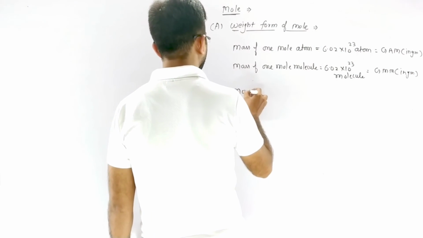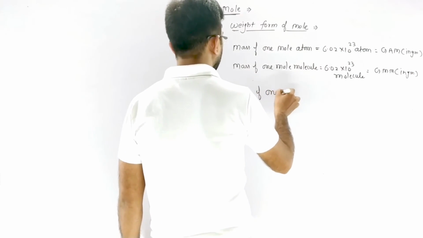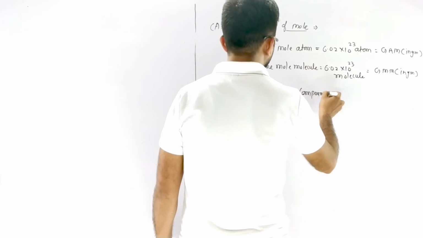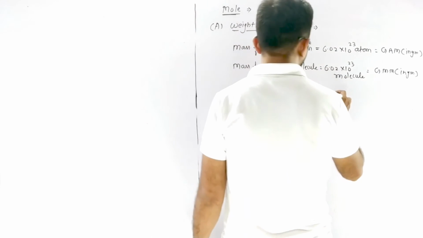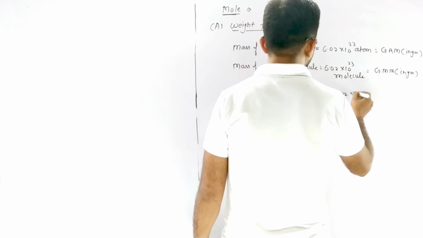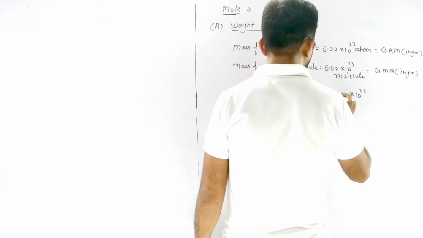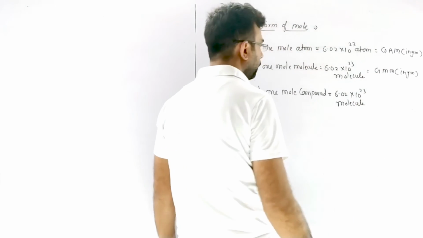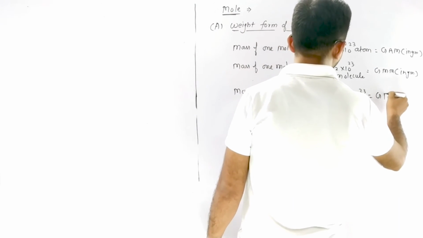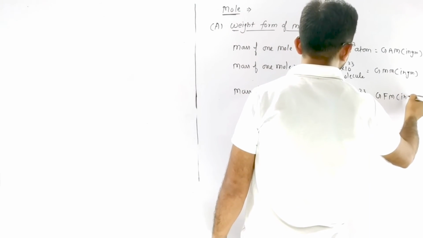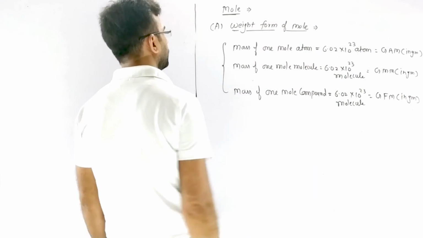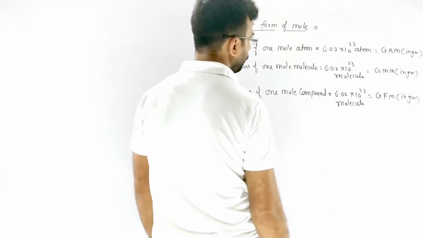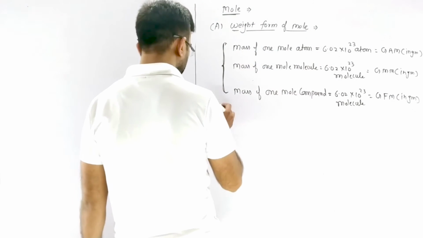Similarly, 1 mole of a compound means it has 6.02 into 10 to the power 23 molecules of the compound, and it is represented by gram formula mass, also in gram unit. So these forms we already discussed in gram atomic mass and gram molecular mass. Now we have an example.